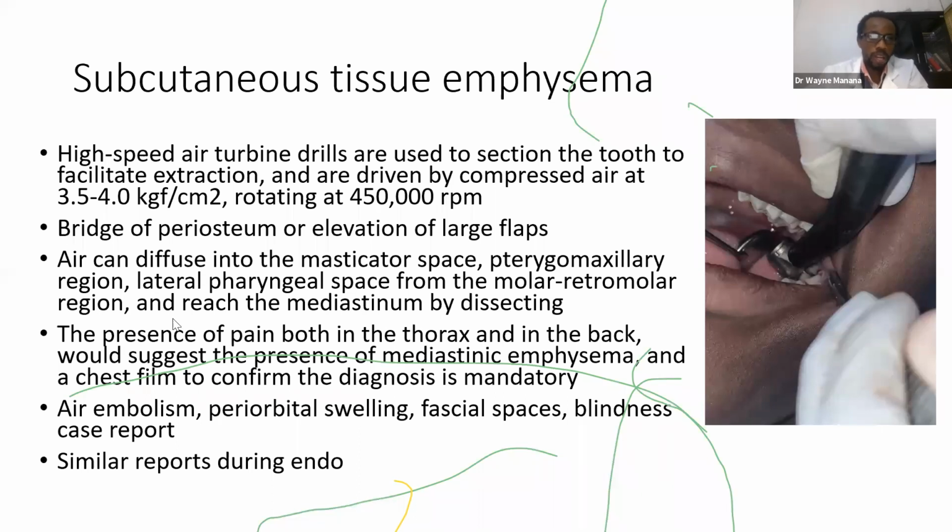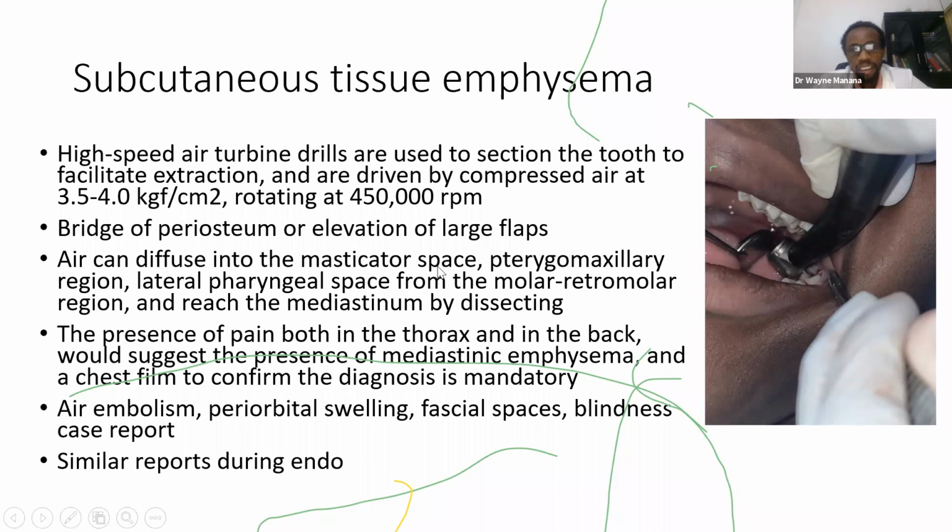We know that high speed air turbine drills are used to section the tooth to facilitate extraction and are driven by compressed air at 3.5 to 4 kilograms force per square meter, rotating at, look at the speed. And for whatever reason, if you raise your mucoperiosteal flap and accidentally perforate the periosteum, so you should stay on bone, and if you perforate the bone as you drill with the high speed, the air will now escape or diffuse into the soft tissues.